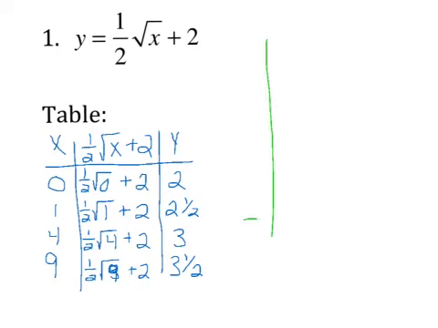So make a graph here, and we need to go all the way out to 9 on our x-axis, and up to 3.5. I'm going to make these tick marks kind of big since we need to do some half points. My first point is at 0, 2. My next point is at 1, 2.5. My next point is at 4, 3. And my final point is at 9, 3.5.